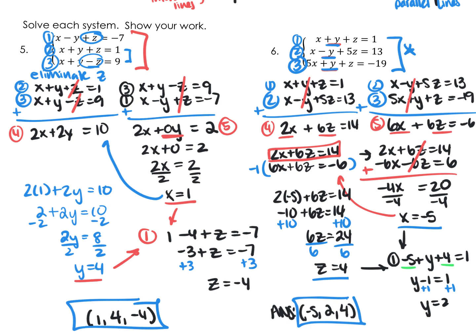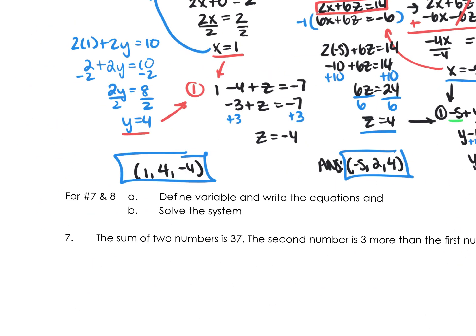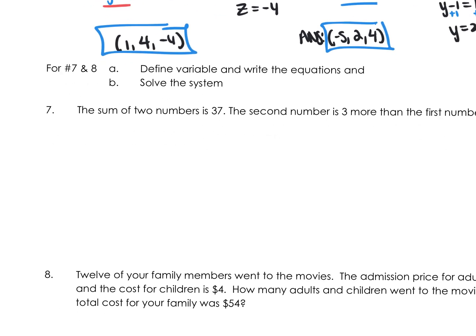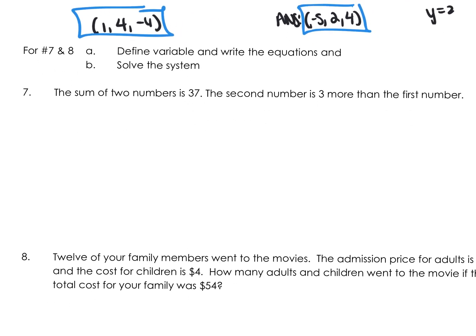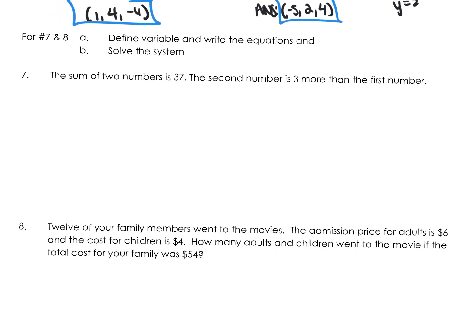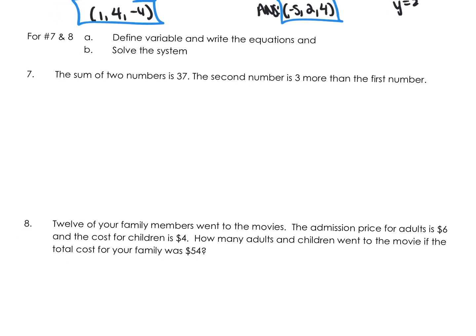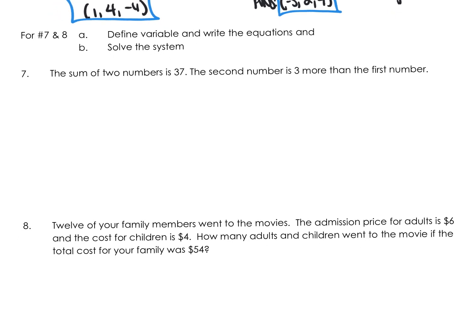So lastly, we'll do the word problems here. We're supposed to write a system of equations and then solve it. So here for number 7, it says the sum of two numbers is 37. The second number is 3 more than the first number. So the two things in this problem are the first number and the second number.